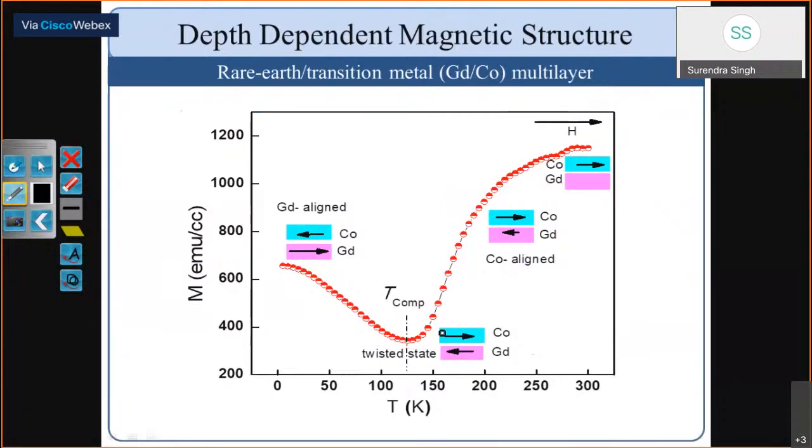Though in this case we didn't get the zero magnetization, because we are getting additional features which we will come to later. We'll see from the PNR study why we didn't get zero here when there is a complete compensation. But when you further lower the temperature, now what happens? The Gd moments, which are increasing, become aligned toward the field, and cobalt becomes opposite to the field direction. So we have different kinds of magnetic phase along the temperature.